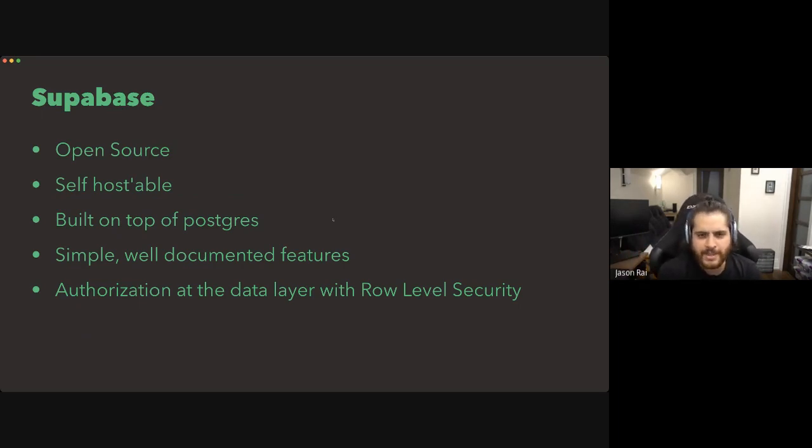And really, I think some of the secret sauce with Supabase is row level security, which gives you authorization at the data layer. We're going to talk about that in a little bit more detail soon because I know it's just a bunch of words that maybe don't mean anything without knowing a little bit more. So in a couple slides, we're going to talk about that in more detail.